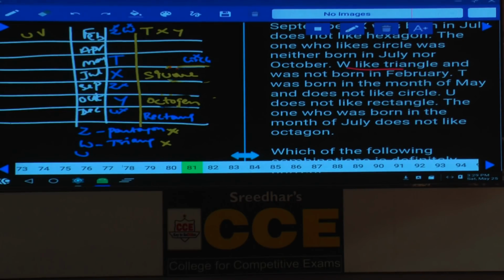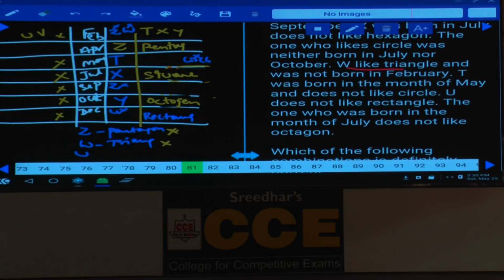Then again coming to this one, Z cannot be here. Z cannot be in the month of Feb, and Z cannot be in September. Z cannot be May, cannot be July, cannot be September, cannot be October, isn't it? And it cannot be December. Why? Because Z is pentagon. Hence Z cannot be any one of these, hence Z must be April. If Z is April, pentagon here is fixed.